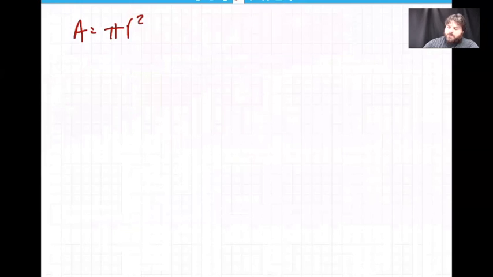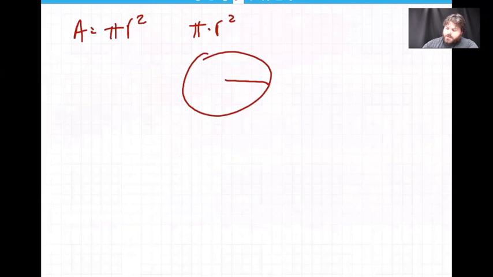All right, one more formula is the area of a circle. The area of a circle is pi r squared. So pi times radius squared, where the radius is the distance from the center of the circle to the outside. Okay, that's that last formula that we need there, circle.